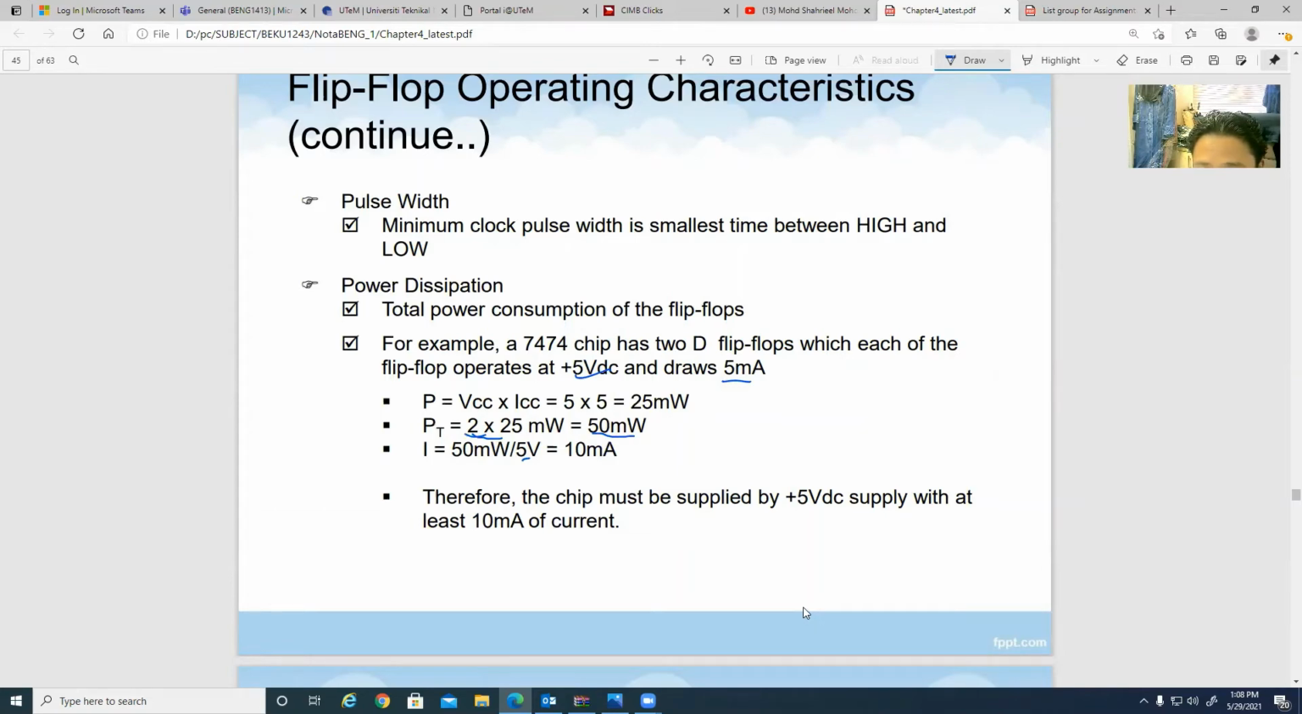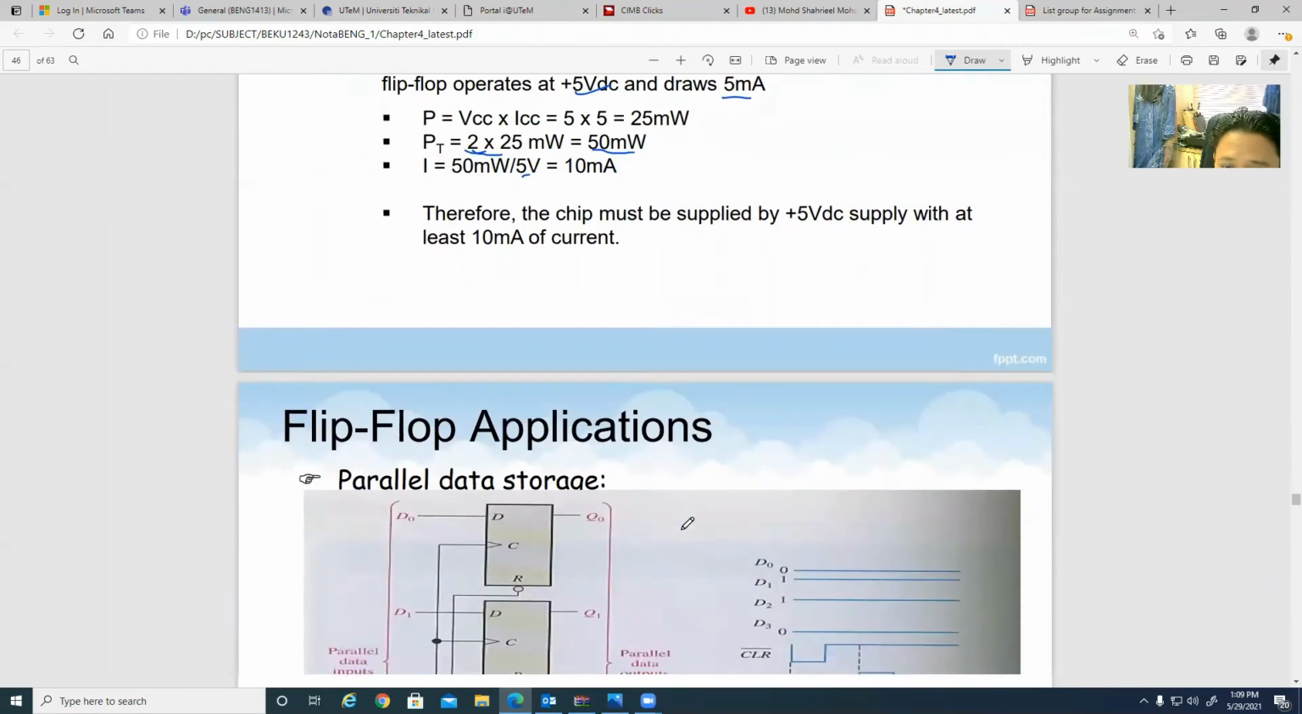Okay, so this is the calculation for the power dissipation. First you have to calculate the power consumption for one flip flop. For example, if we have 2 flip flops, we multiply by 2. If we have 4 flip flops, we multiply by 4. Then we divide the total by the voltage, and then we can get the current flow for every flip flop.